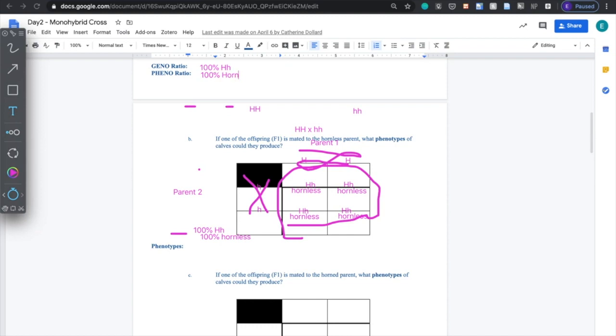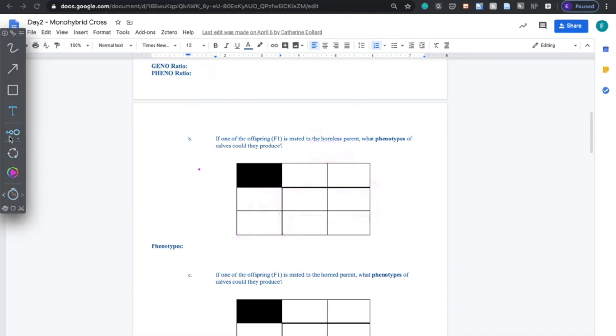So, oops, I'm going to have to type that in again. Oh, wow. I'm really struggling right here, aren't I? Okay, so it's 100% heterozygous and 100% hornless.